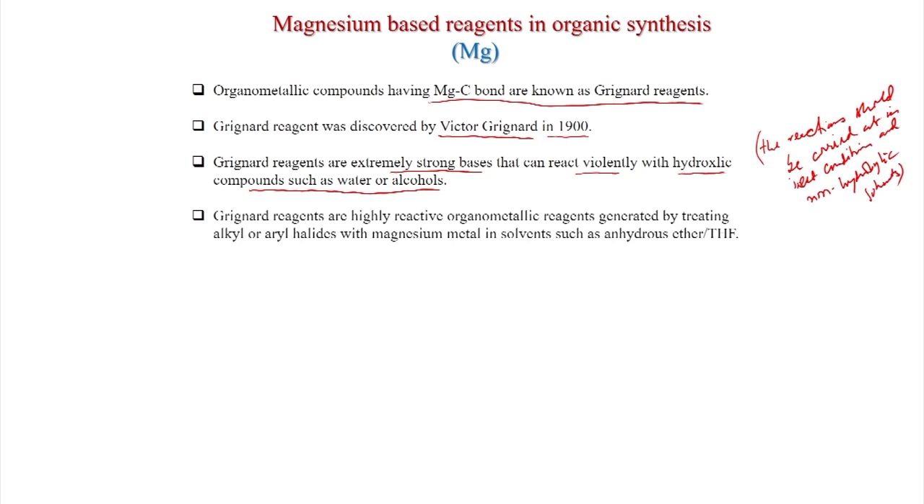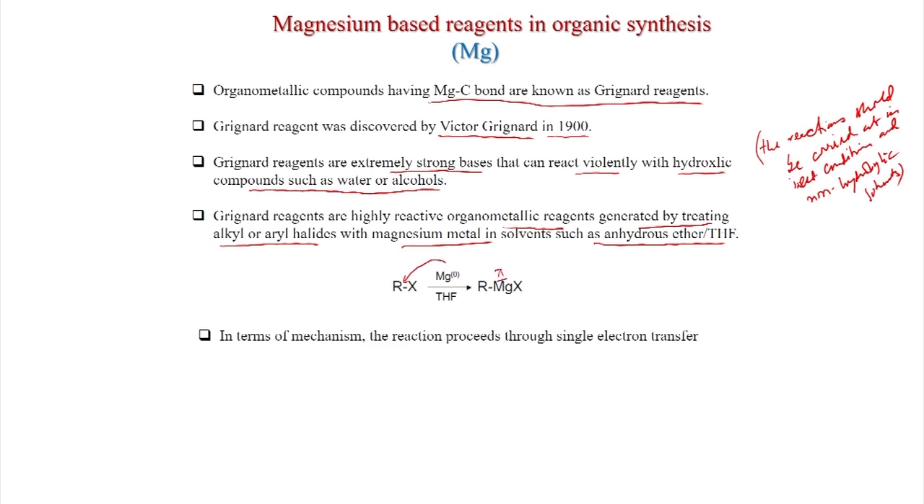Grignard reagents are highly reactive organometallic reagents generated by treating alkyl or aryl halides with magnesium metal in solvents such as anhydrous ethers and THF. This is the preparation: RX, magnesium(0), THF, gives RMgX. So what happens, the magnesium gets inserted into this R-X bond and magnesium(0) becomes magnesium(II) here.